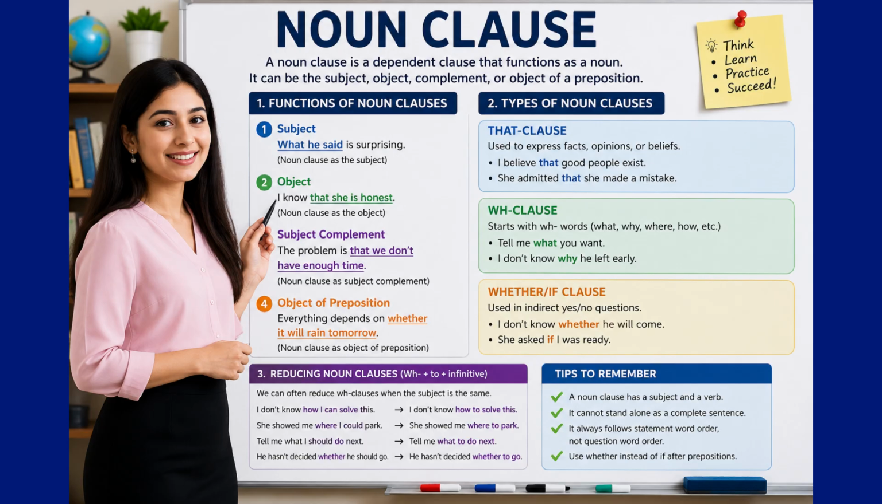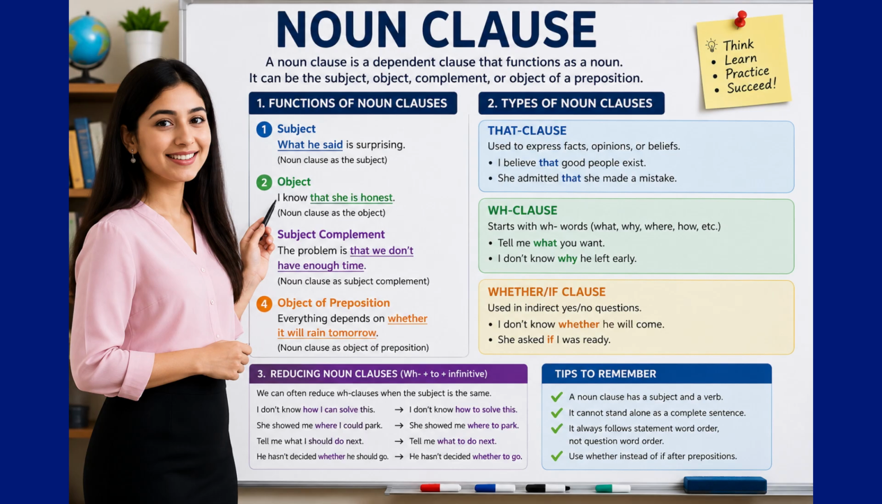For example, consider the sentence, "I know that she is honest." The words "that she is honest" form a noun clause. Although it contains a subject, she, and a verb, is, it cannot stand alone because it begins with "that." In this sentence, the noun clause functions as the object of the verb "know." The speaker is explaining what he or she knows.